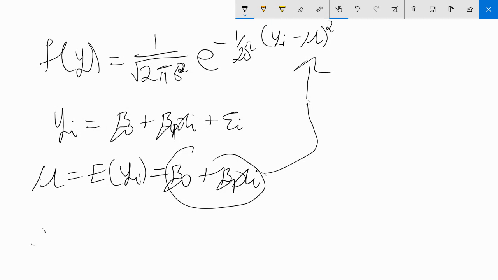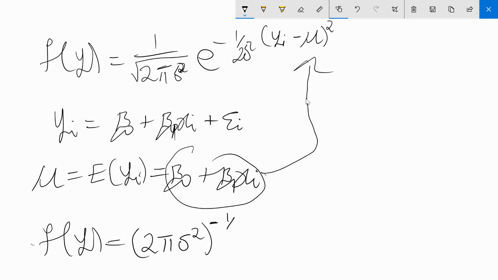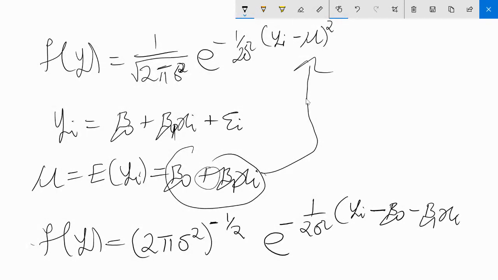We take this mean and substitute it where there's mu. So our function now becomes f of y equal to, let me write this like this, I want to get rid of that fraction there, to the power minus 1 over 2, e to the power 1 over 2 sigma squared, yi minus, now I'm taking the mean in there, so it will be minus beta 0, and because it's minus, this one will also be minus beta 1 xi, all squared. Is it clear now?